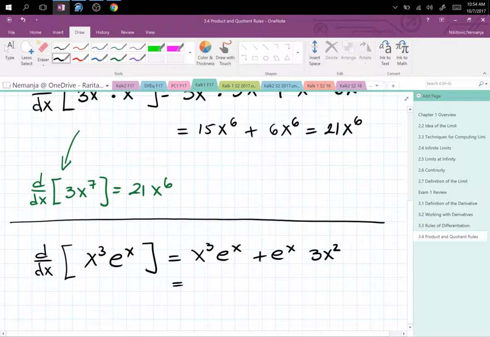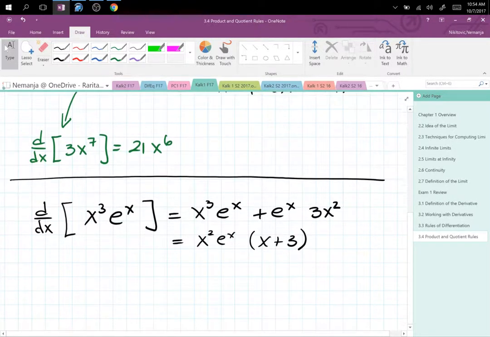Now, we are at a point where you should factor if you can, because this problem is the first step of much longer problems in chapter 4. So you factor now, get used to factoring. So x squared e to the x, and then x plus 3 is left. And that's the answer. That's the final answer in factored form.